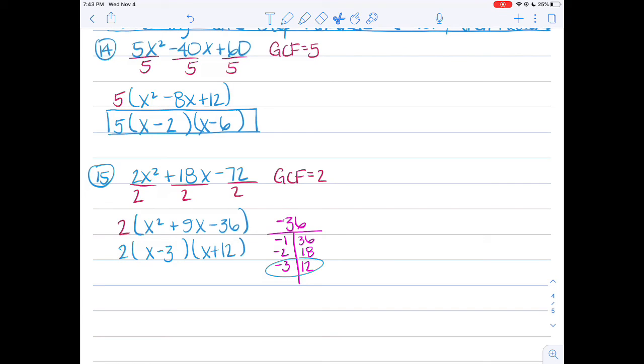Notice that I stopped when I got to negative 3 and 12 because that satisfies the adding together to be a positive 9. I don't need to continue with negative 4 and 9, negative 6 and 6. I can go ahead and stop there and say that my final factored form is this.